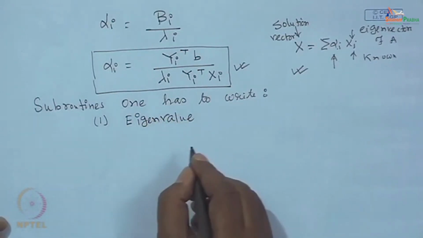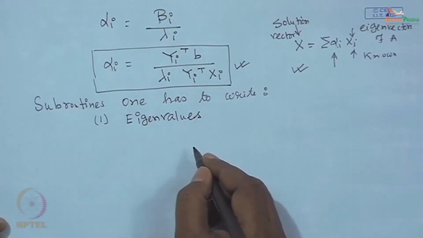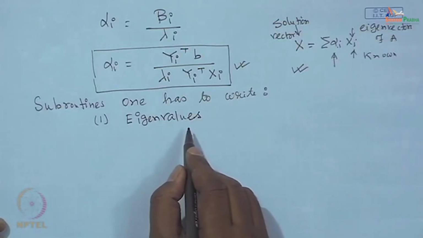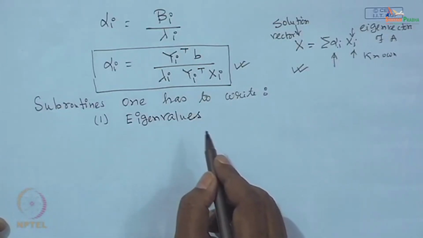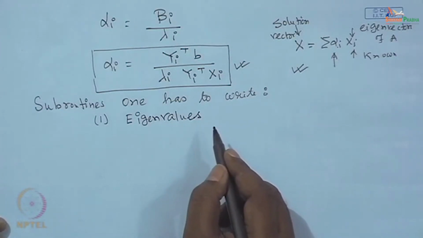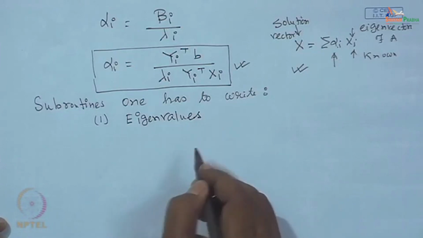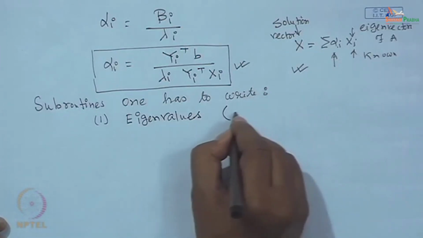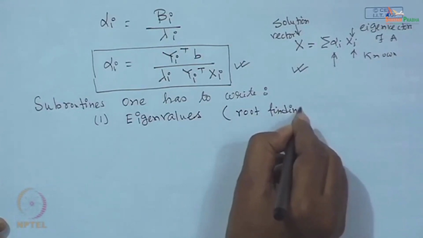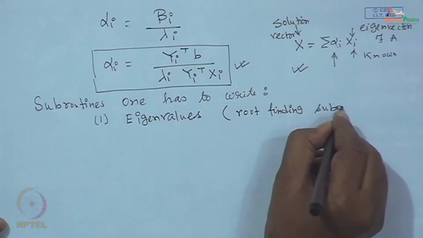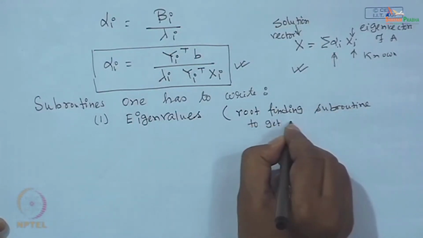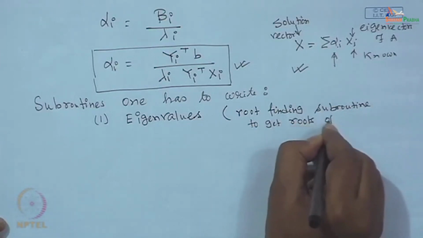Subroutine to compute the eigenvalues of a matrix. To get the eigenvalues, you will be getting a characteristic equation, and from that characteristic equation, using Given's equation and Horner's method, one can find the number of roots in a polynomial. So basically you will be getting a root finding subroutine to get the roots or zeros of a polynomial.